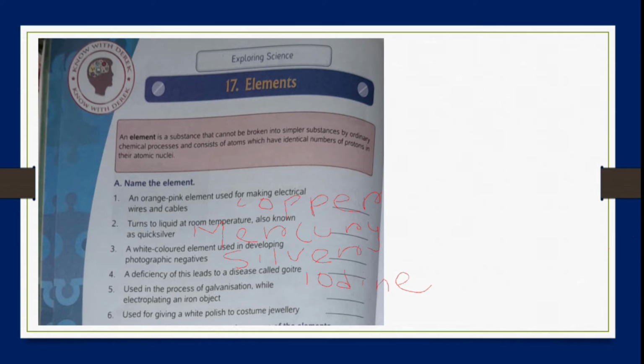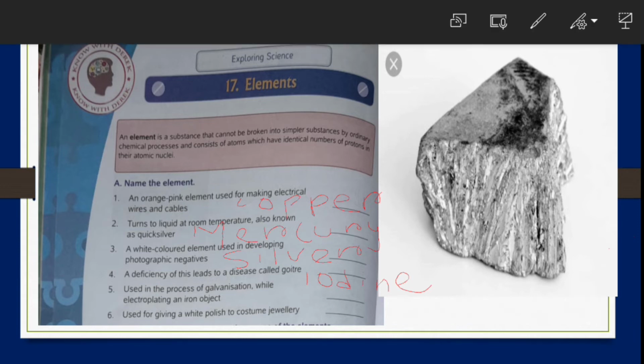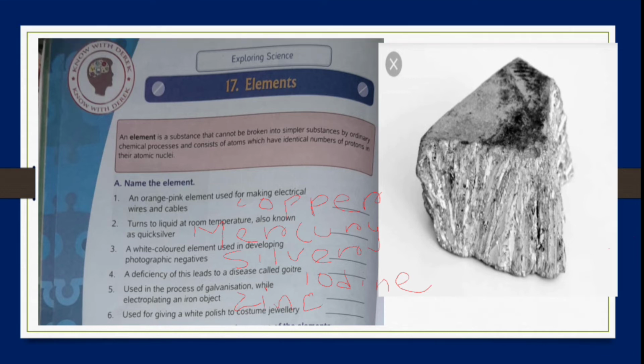Used in the process of galvanization while electroplating an iron object. So this is known as zinc. Okay, as you can see in the picture, zinc. So we'll write down in number five, zinc, Z-I-N-C, zinc. Okay, next we are moving on to number six.